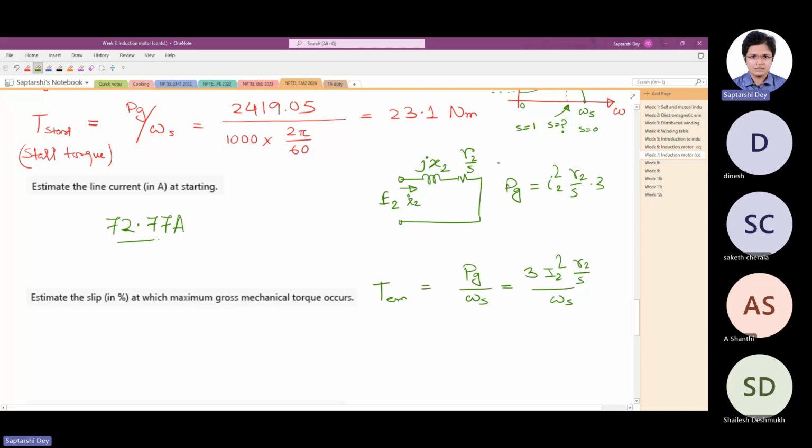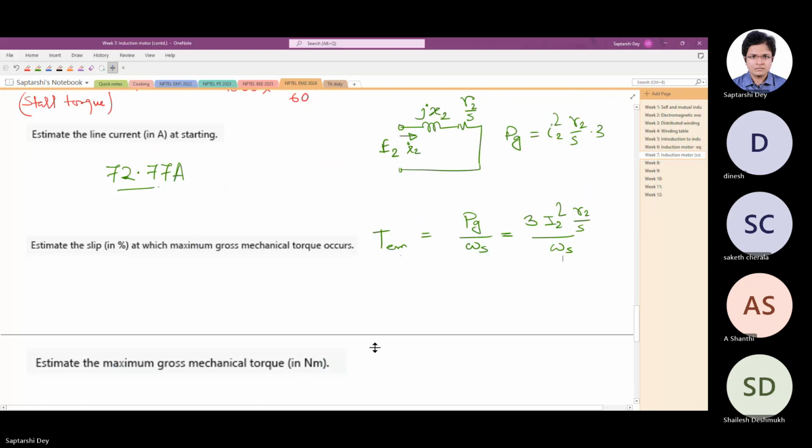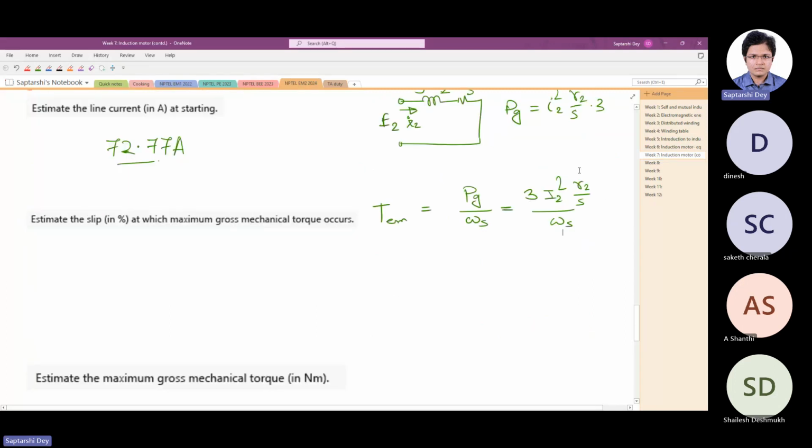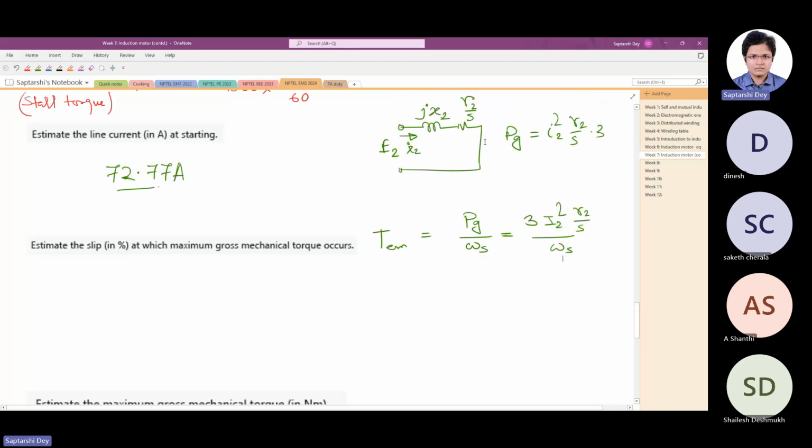Now the maximum power occurs when this R2 by S sees the maximum energy dissipation. Sorry, the maximum torque occurs when the R2 by S sees the maximum energy dissipation. Not the maximum power, okay? The maximum torque. The torque is not changing linearly with speed. So maximum torque does not necessarily coincide with maximum power. Maximum torque happens when this R2 by S is dissipating the maximum possible energy.